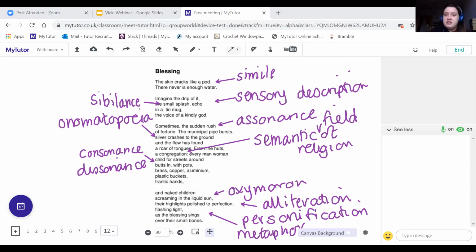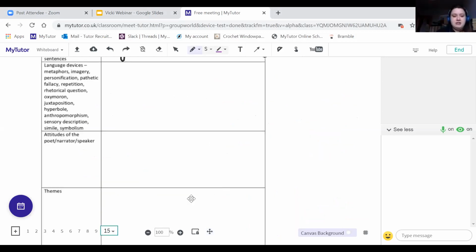Yeah, so I've just closed that and I can't remember what that lovely person has said. So showing how people are suffering. Yeah, exactly. So I would say that the speaker's attitudes are wanting to record people suffering.